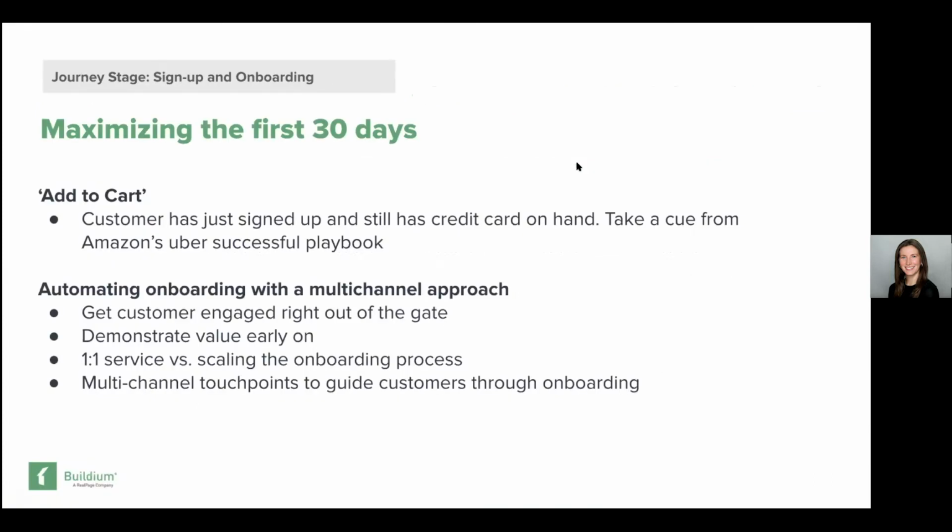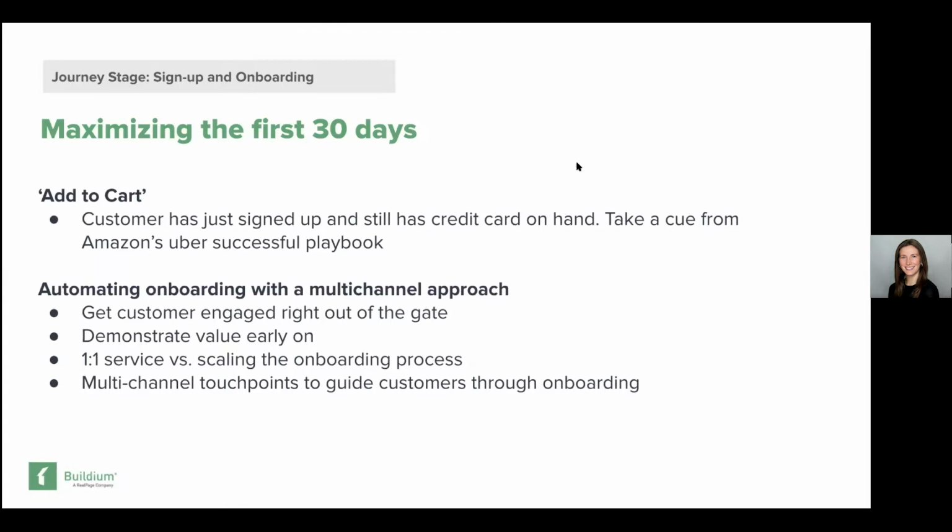So with that structure, let's start on the journey. Sign up and onboarding. This is about maximizing the first 30 days. Here are some examples of where I think there's opportunity. Let's first talk about add to cart. This is taking a cue from Amazon's really successful playbook: a customer has just signed up, they've got their credit card in hand. How can I maximize that opportunity? There are a lot of apps that do this really well, but Amazon, I think, really nailed it. And so what can we learn from them? I'll talk about a case study just after this.